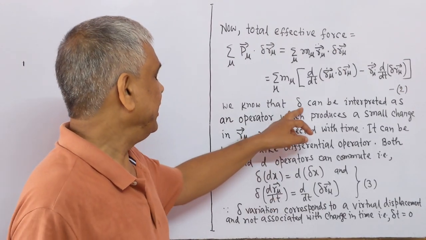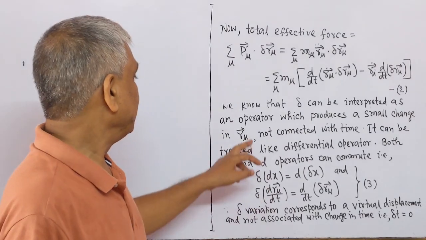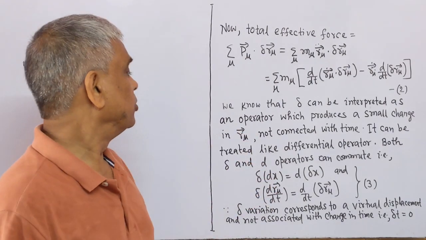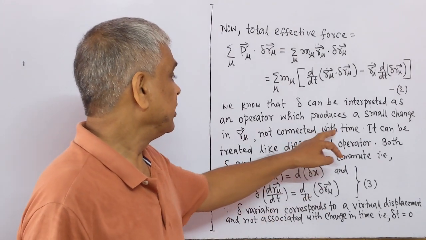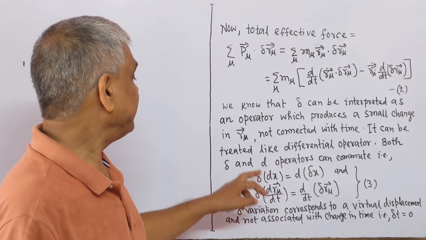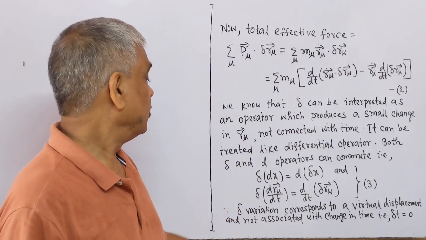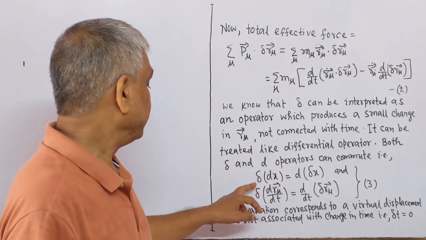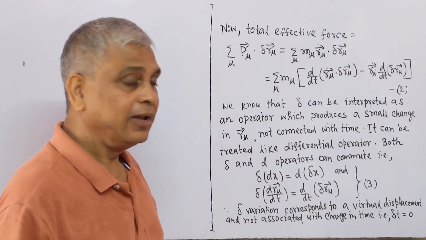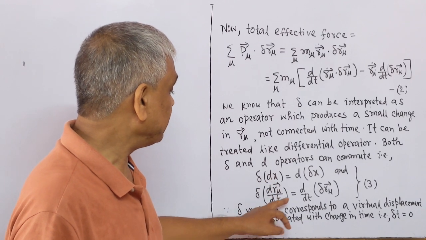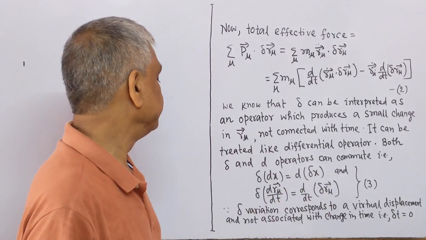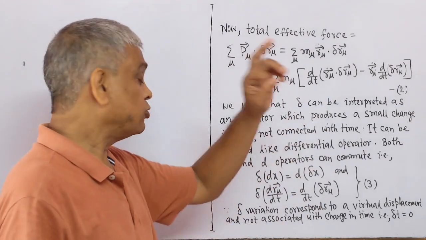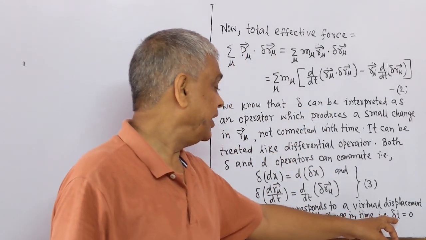We know that delta can be interpreted as an operator which produces a small change in the vector r mu. It is not connected with time. It can be treated like a differential operator. Both delta and d operators can commute, that is, delta dx equal to d delta x and delta of dr mu by dt equal to d by dt of delta r mu. Since delta variation corresponds to a virtual displacement and is not associated with change in time, that is delta t equal to 0.